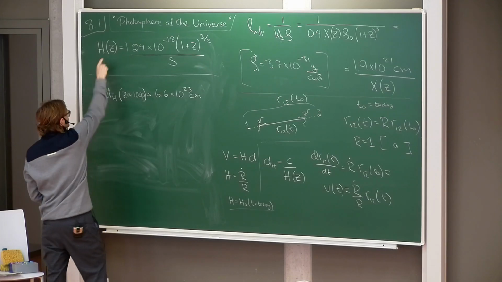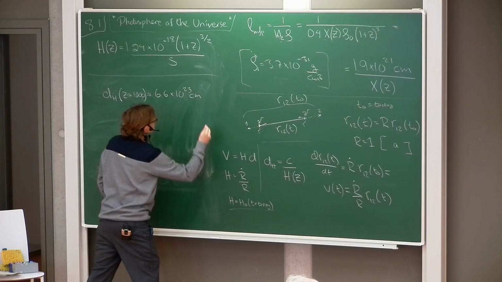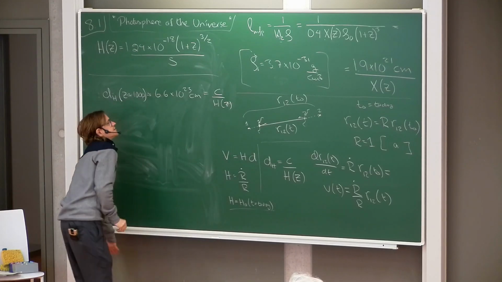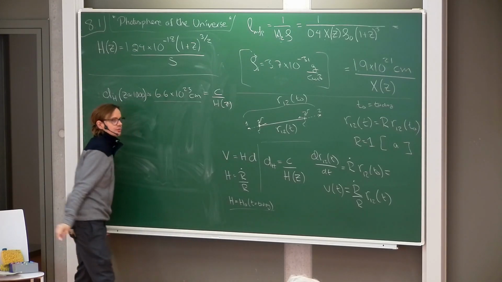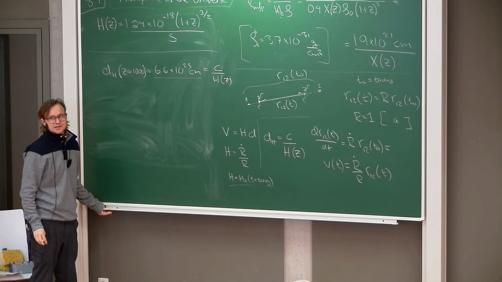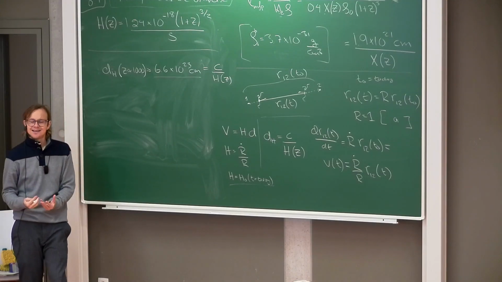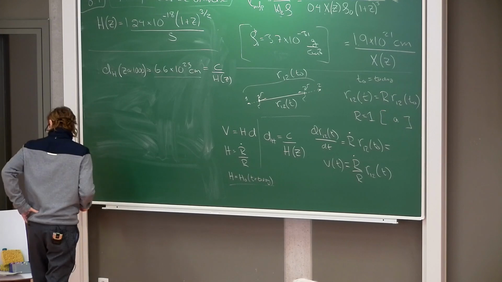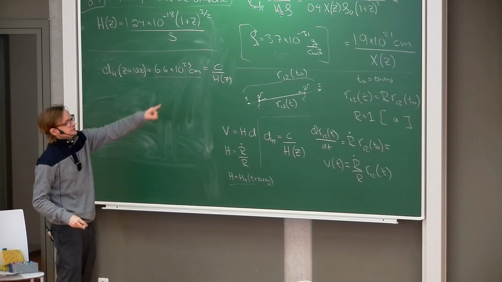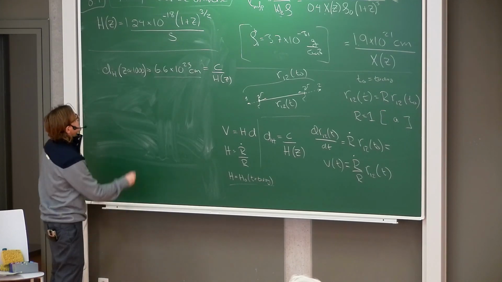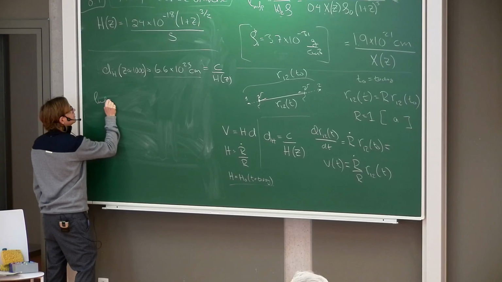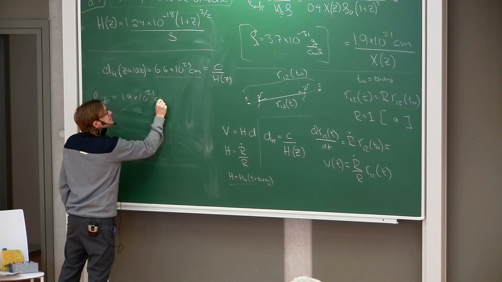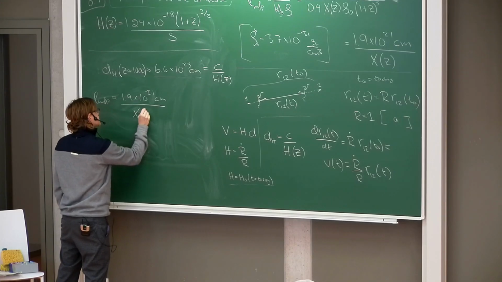Okay? Using that in this, and this is then c divided by H of z. All right, so then we have a horizon distance of the universe, a characteristic size of our observable universe, if you will. Let's compare that to the mean free path. What did we have for the mean free path? Well, the mean free path was 1.9 times 10 to the 21 centimeters divided by x of z.